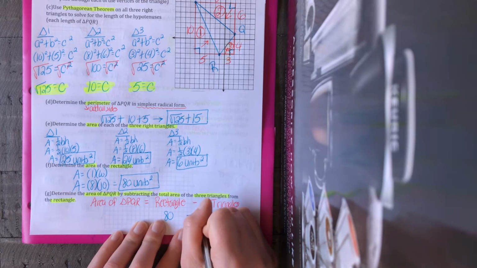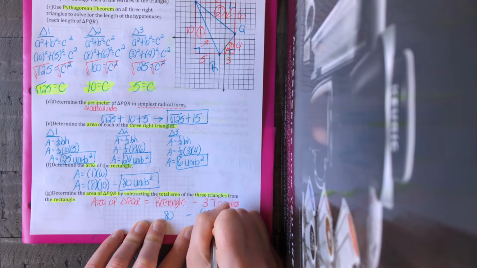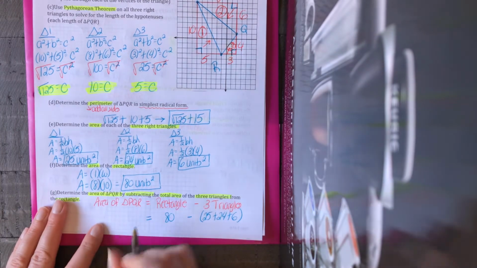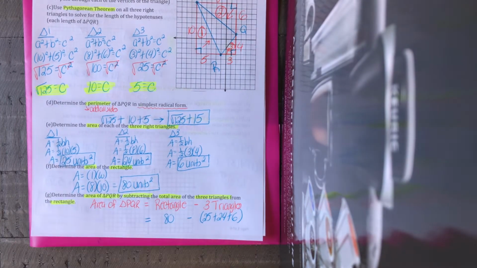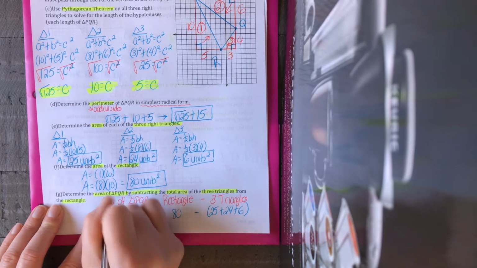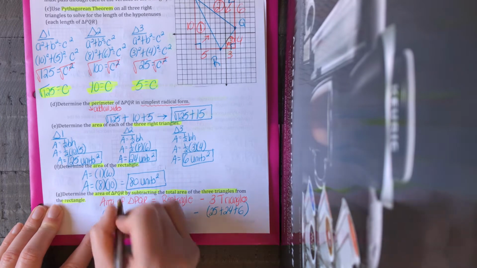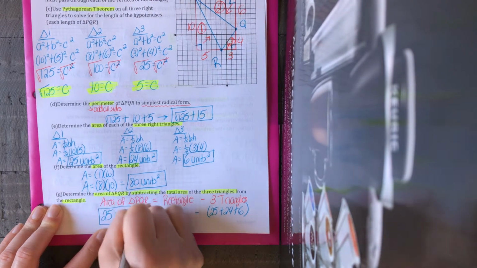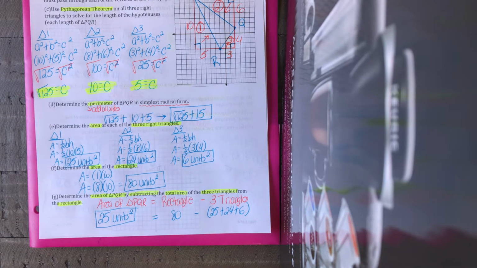So here we go. When I subtract the 25 and the 24 and the 6, I'm going to subtract all 3 of those from the 80. That's going to leave me with the area that I want. And that final number should have been 25. And again, I'm finding the area of this triangle, so it's units squared. And that would have been the final answer for G.